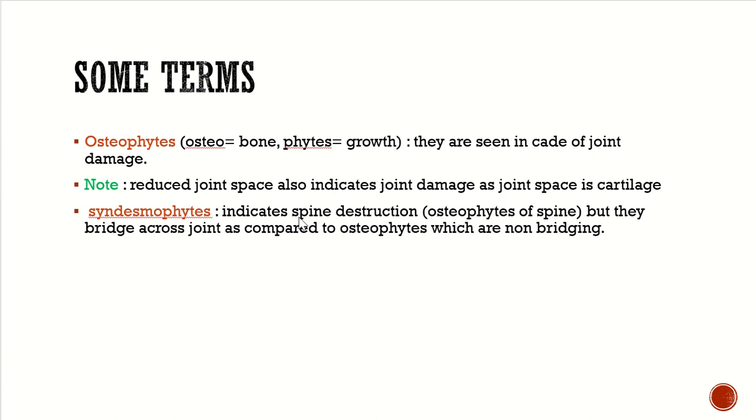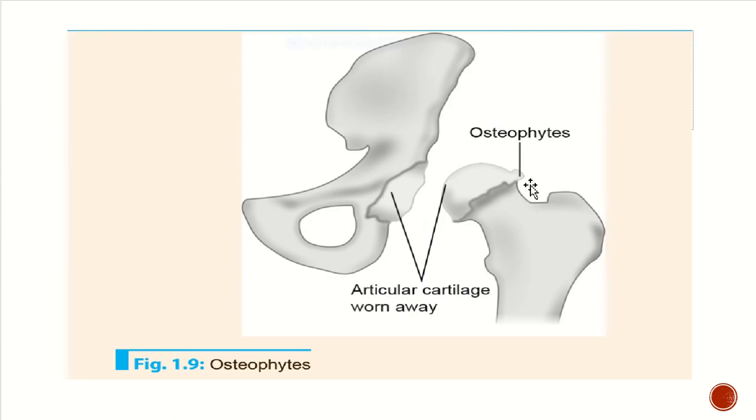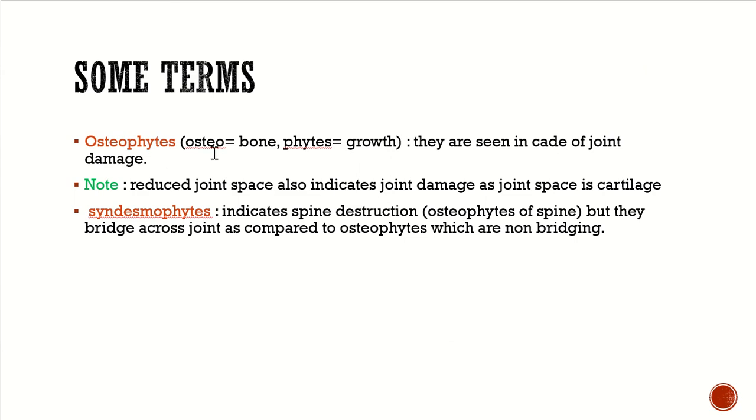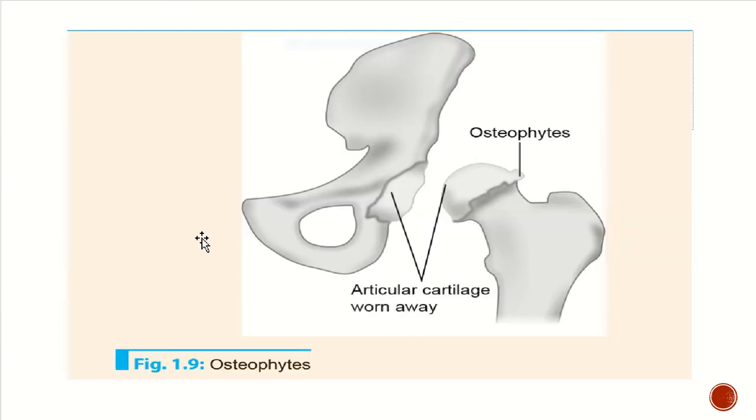And syndesmophytes indicate spine destruction. They are osteophytes of the spine, but there is a slight difference between osteophytes and syndesmophytes. Syndesmophytes bridge across the joint as compared to osteophytes, which are non-bridging. In the image we can see osteophytes, seen in case of joint damage. In joint damage, the growths are seen.